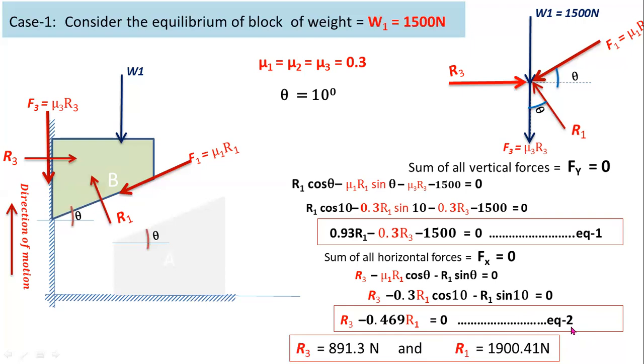From these two equations, you can get the value of R3 and R1. You have to solve these two equations. From these two equations, you can get the value of reaction force R3 equal to 891.3 newtons and reaction force R1 equal to 1900.41 newtons. So from case 1, we got two reaction forces.